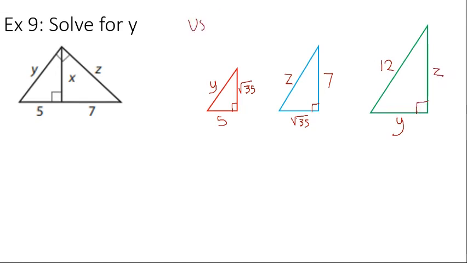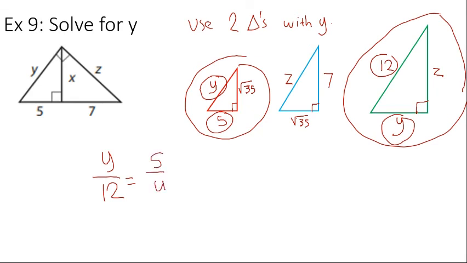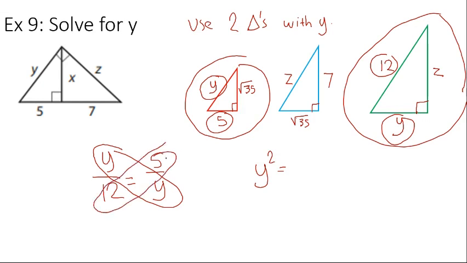So again, I'm going to use 2 triangles with y, which makes it the small one and the big one. So where my y is at, it's right here and right here. So y and 12. And I have my 5 and the y down here. So I put 5 over y. Okay, so now I cross multiply. Y times y gives me y squared. 12 times 5 gives me 60.